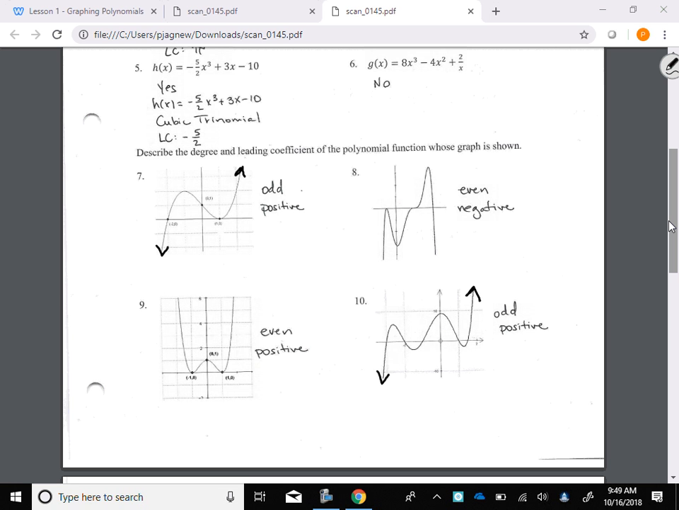If we had it the other way around, like this, then that would be an odd degree, but a negative leading coefficient. So how do you know if things are odd? Depending on if the end behavior is going in the same direction or opposite directions. So for 7 and 10, they're going in opposite directions, so the degree is odd. And for 9 and 8, they're going in the same direction, so the degree would be even. Everybody good through 10?